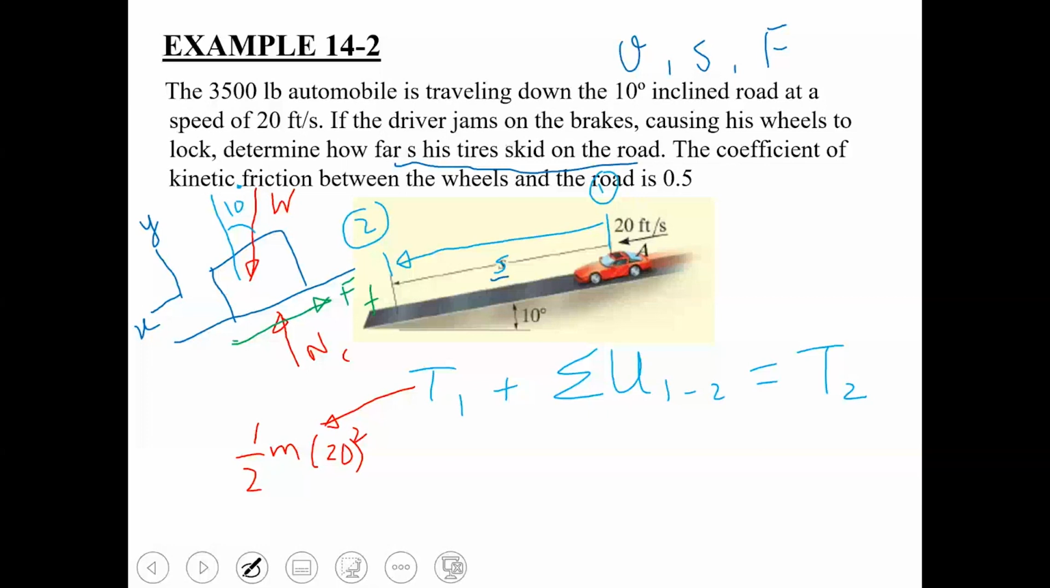What about the final kinetic energy? What is the velocity of this car at position 2? 0. So since the velocity of this car at position 2 is 0, accordingly the final kinetic energy of this car at position 2 is going to be 0. So this term T2 would be equal to 0.